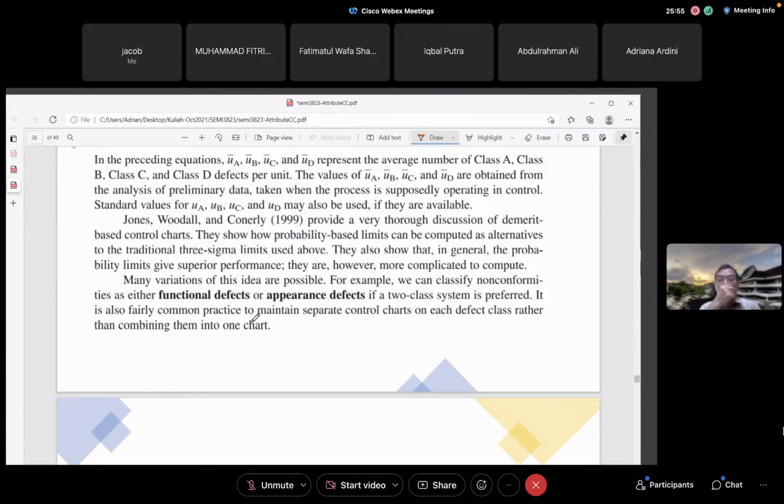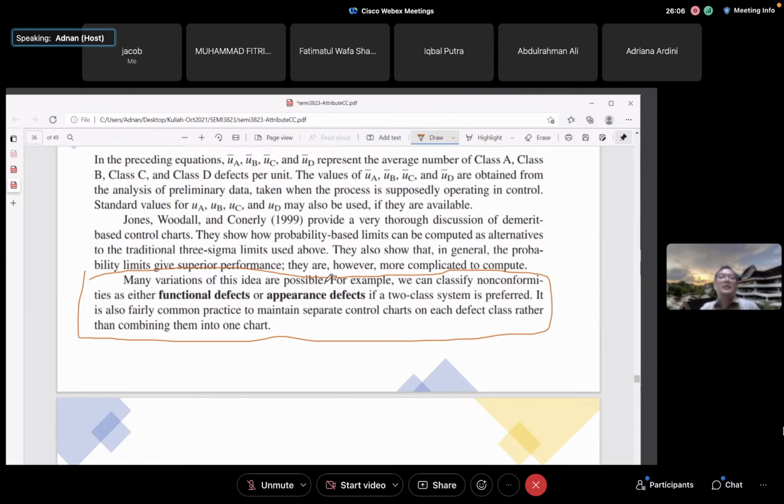There are also systems that use only two classes. If four looks complex and confusing, with so many situations, many variations of this demerit are possible. We can classify non-conformity as either functional defects or appearance defects only. Two classes only. As I said, some use three classes, some use four. Some use only two, called critical or not critical, based on appearance only.